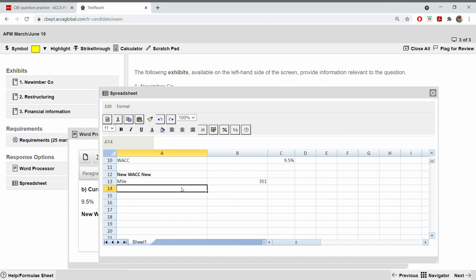So, to find cost of equity, the starting point is equity beta.